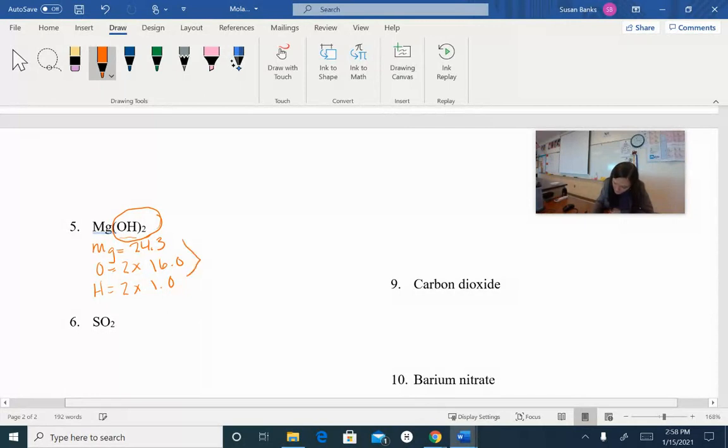Okay, we're going to add all of these up. 24.3 plus 2 times 16 plus 2 times 1. That gives us 58.3. 58.3 grams per mole for the magnesium hydroxide.